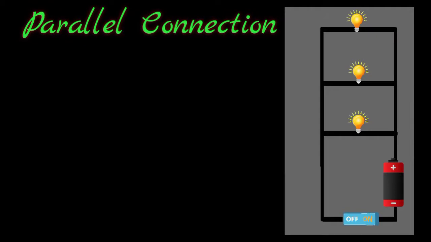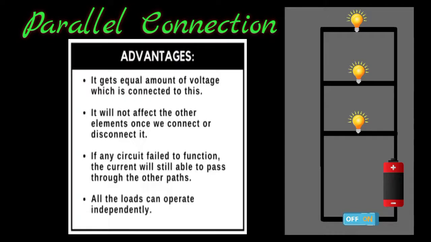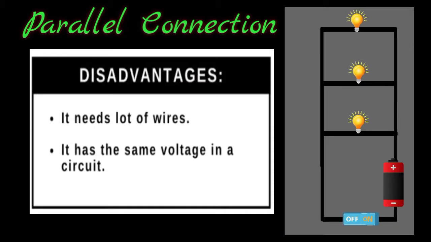While a parallel circuit is a type of circuit that has more than one path for current to flow. The following are the advantages of a parallel connection. 1. Each load gets an equal amount of voltage. 2. It will not affect the other elements once we connect or disconnect one. 3. If any circuit fails to function, the current will still be able to pass through the other paths. And number 4, all the loads can operate independently. Disadvantages: it needs a lot of wires, and it has the same voltage in a circuit.